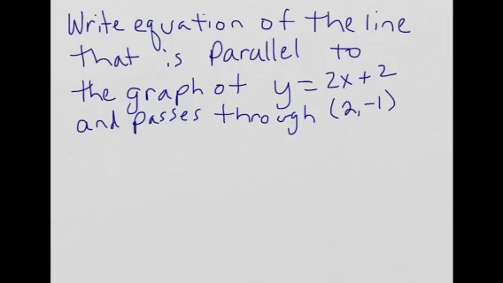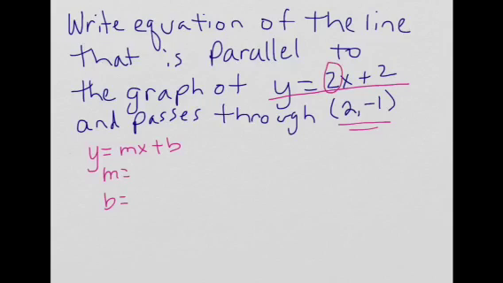So we're going to use that information to find some equations of the line. We're looking for an equation of the line that is parallel to this equation and passes through this point. So we're going to do y is equal to mx plus b. So m equals and b equals. We know that lines that are parallel have the same slope. So this slope is 2, which means my slope is going to be 2. Now all I need to do is find b.